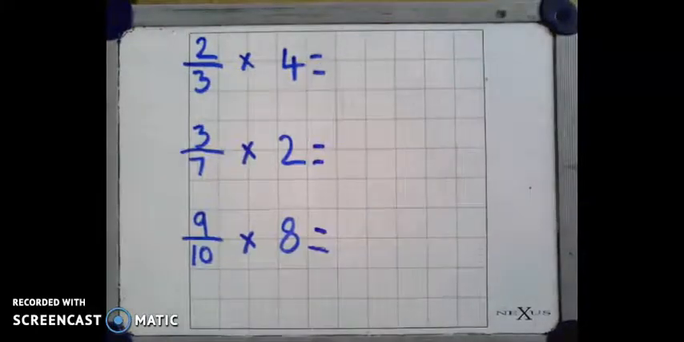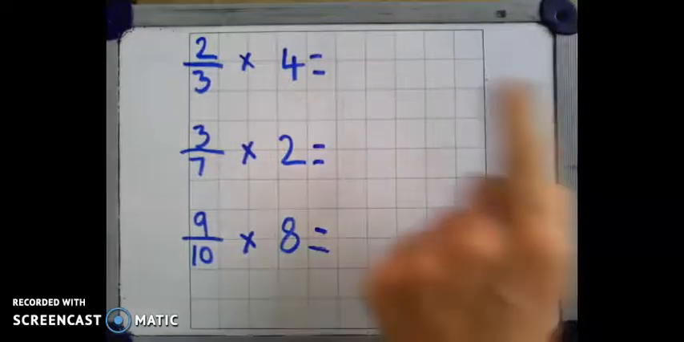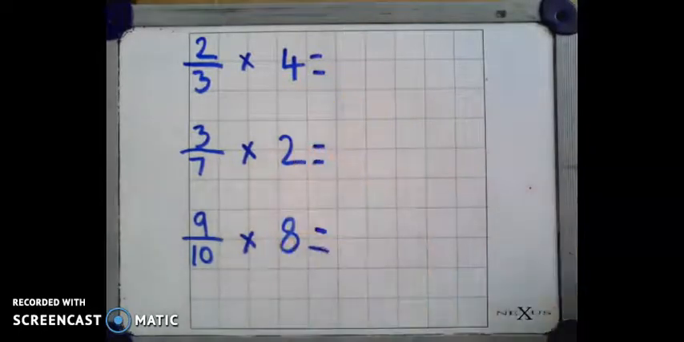Here are 3 calculations for you to try. 2/3 multiplied by 4, 3/7 multiplied by 2, 9/10 multiplied by 8. Remember, with these types of calculation, you are thinking of the multiply as meaning of, so your answers should be smaller than the whole numbers you are finding the fraction of. Pause the video now, try to solve them, and check your answers in a moment.